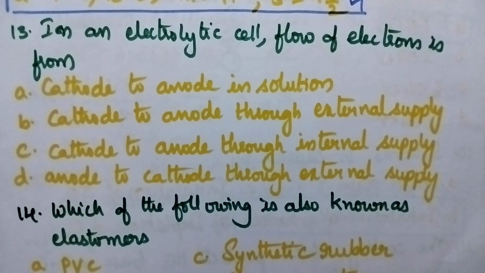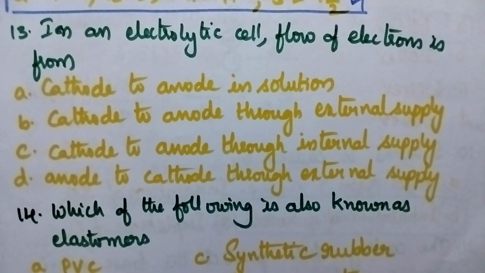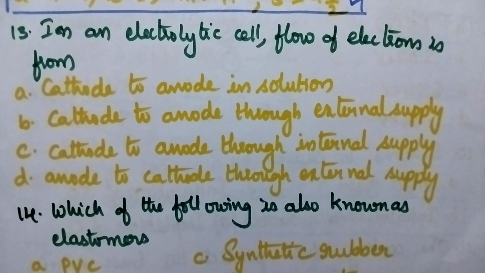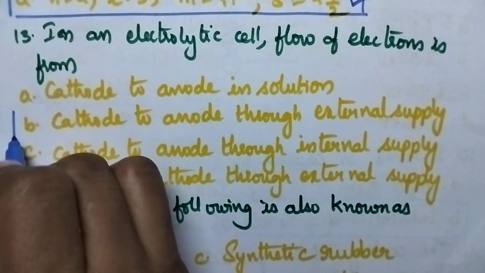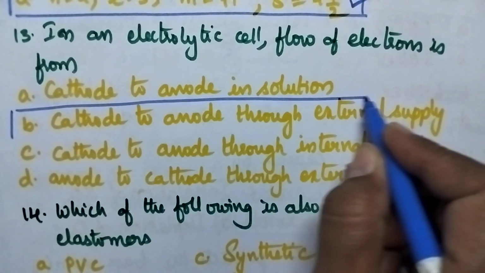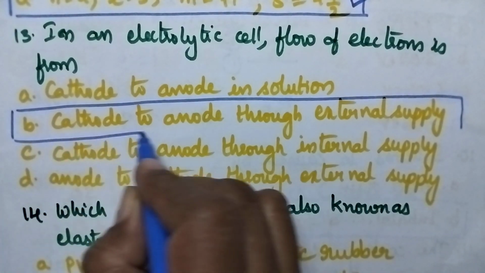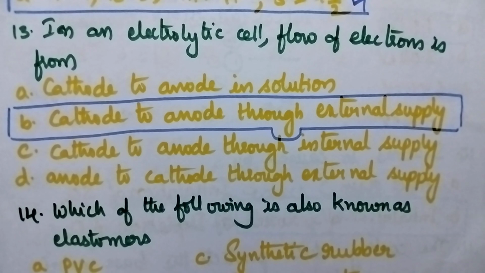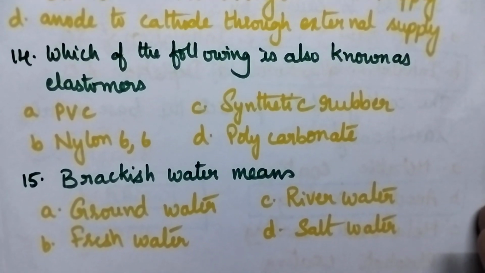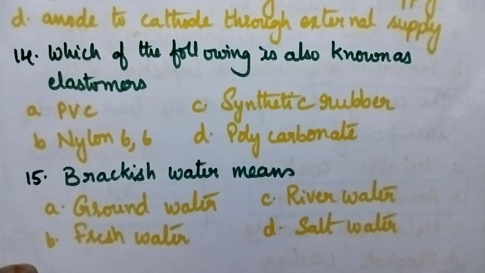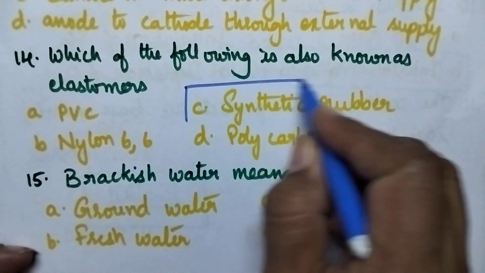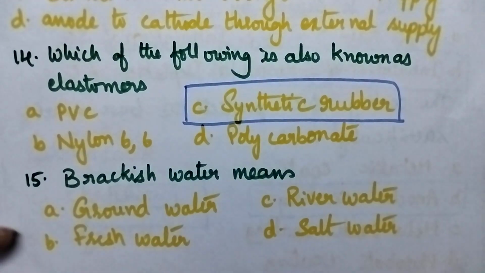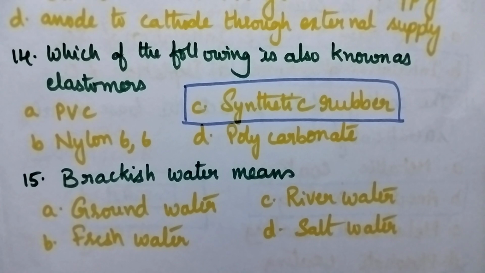In an electrolytic cell, the flow of electrons takes place from cathode to anode through the external supply. So option B is the right answer. Which of the following is also known as elastomer? The other name of elastomer is synthetic rubber. So option C is the right answer.